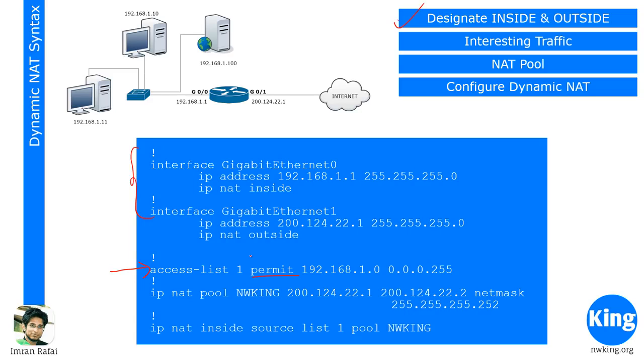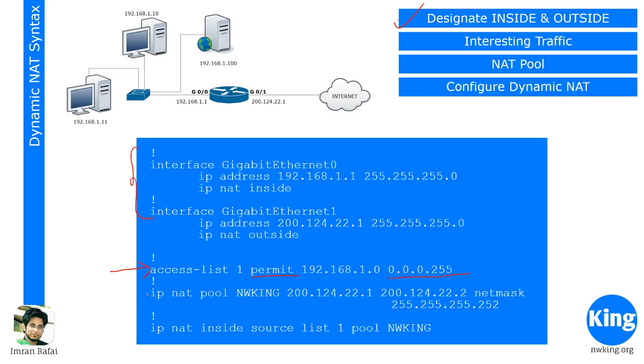Interesting traffic is a term that is very commonly used in NAT or VPN, right? So we make use of an access list to identify the interesting traffic. In this case, we are identifying the entire network of 192.168.1.0/24 by making use of a wildcard mask, and we know what a wildcard mask is, right? If you want to know more about wildcard masks, go back to our last video.